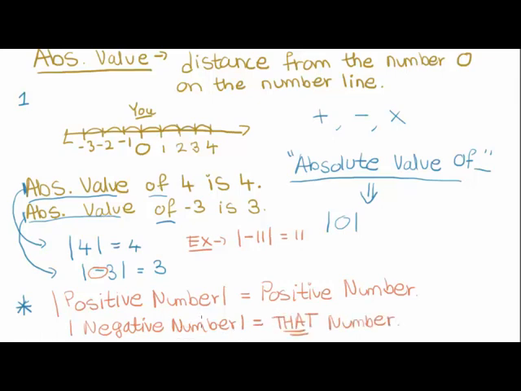So basically what I'm trying to say is that a quick check that you performed the absolute value operation correctly is that you will always end up with a positive number.